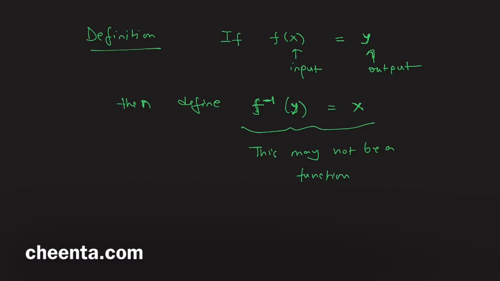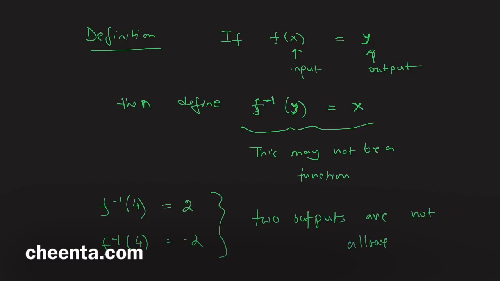But in some situations this may not be a function. Why? In our previous example, f inverse 4 is 2, f inverse 4 is also negative 2. But two outputs are not allowed. So we understand that this is not a function. F inverse is not a function in this case. But f inverse is a set function.